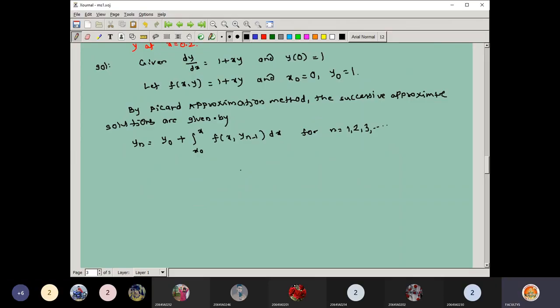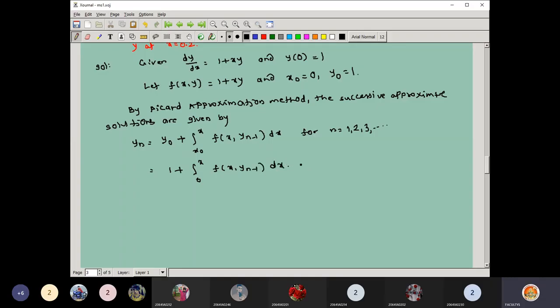So I'm just substituting the formula. So y naught as per your given problem, 1 plus integral, x naught is nothing but 0, so 0 to x, f of x comma y n minus 1 of dx.